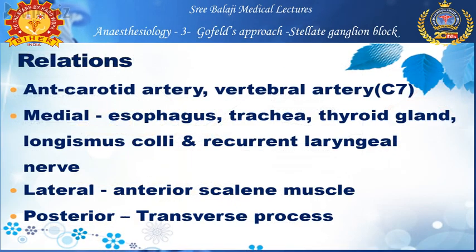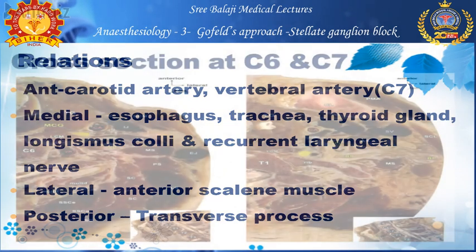The most important part of this block is knowing about the relations of the stellate ganglion, because it is closely related to a lot of vital structures which, when accidentally injured, could result in fatal conditions. So this ganglion is bounded anteriorly by the carotid artery and vertebral artery, medially by the esophagus, trachea, thyroid gland, longus colli and recurrent laryngeal nerve, laterally by the anterior scalene muscle, and posteriorly by the transverse process.